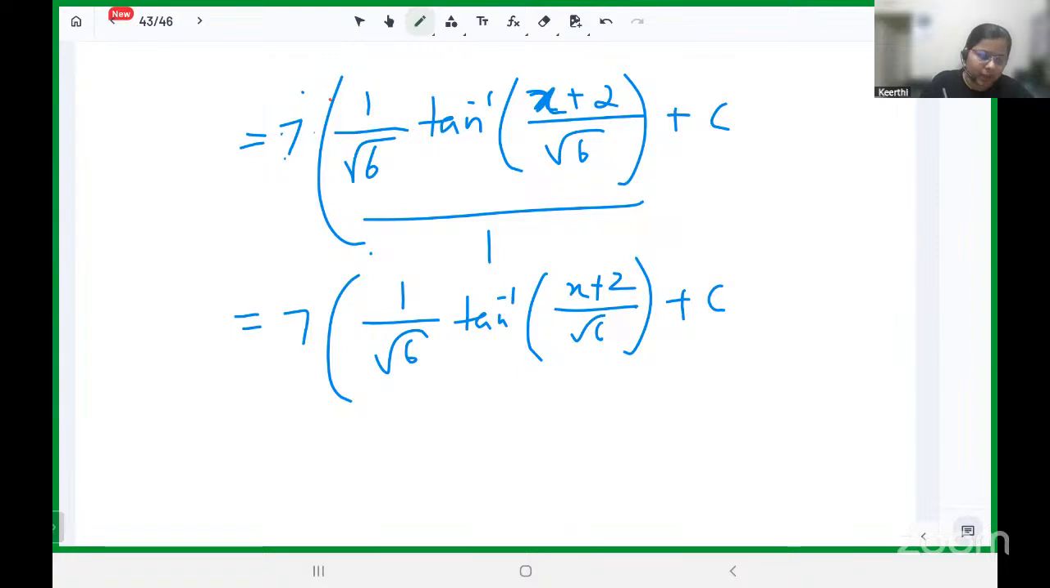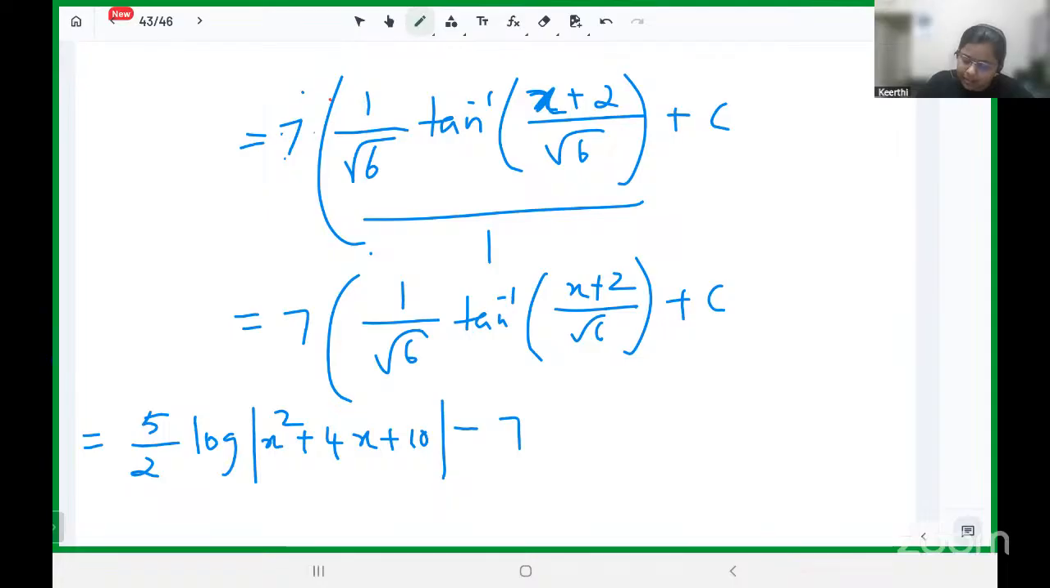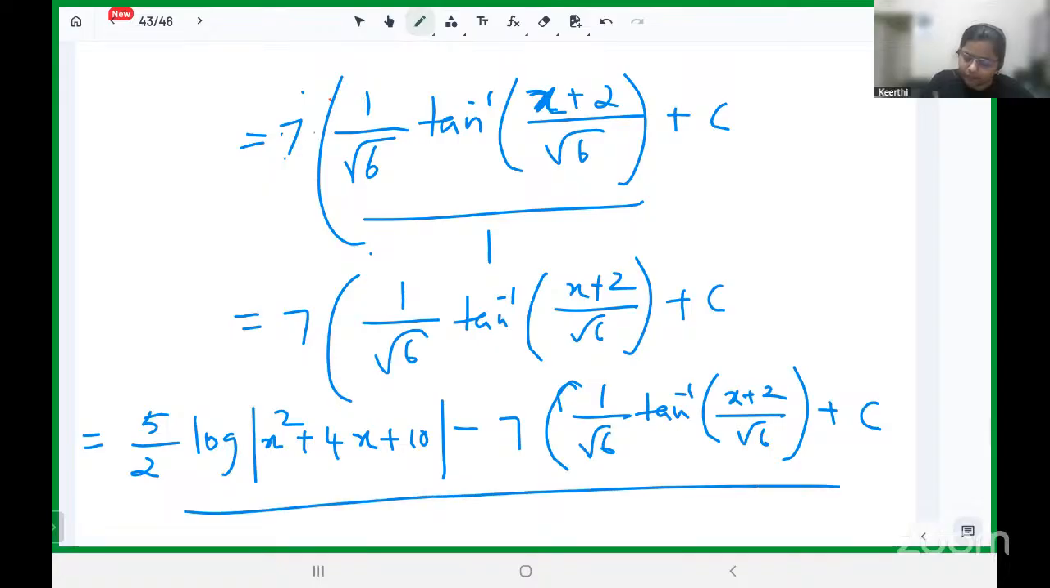What was our first part? We have got it as 5 by 2 log mod (x square plus 4x plus 10). Now the second is minus 7 into 1 by root 6 tan inverse of (x plus 2) by root 6 plus c. Okay, so this is the integral of that particular function.